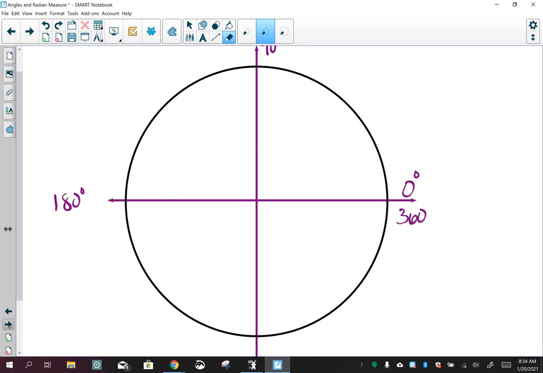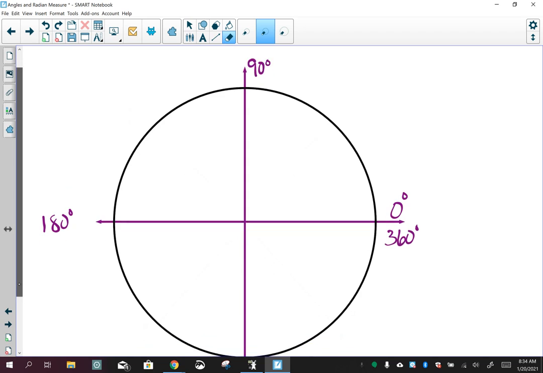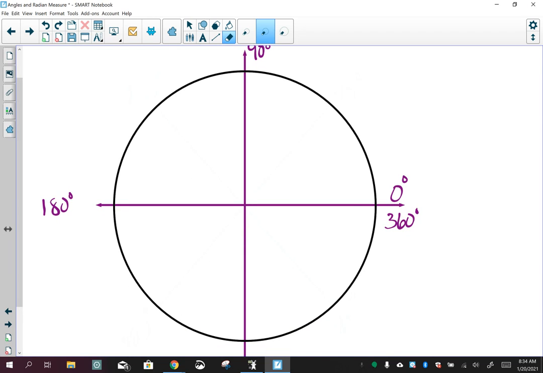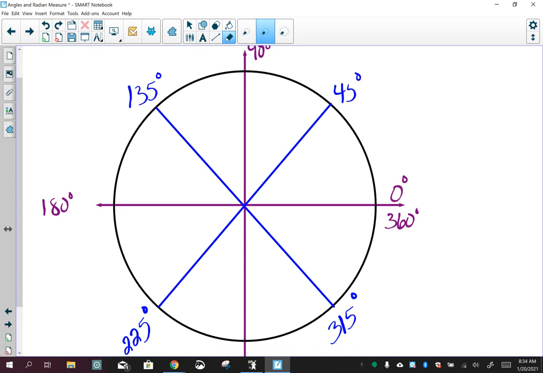From here, we go into the next piece, which is going to be your 45s. You're going to take your quadrants and cut them in half, and that gives you your 45 degrees. If you notice the blue lines, they connect. If I add 180 to 45 degrees, I get 225. If I take 135 and add 180, I get 315. So again, all of these are related.